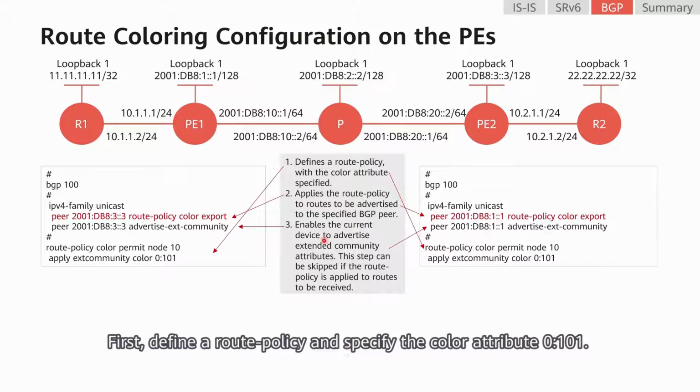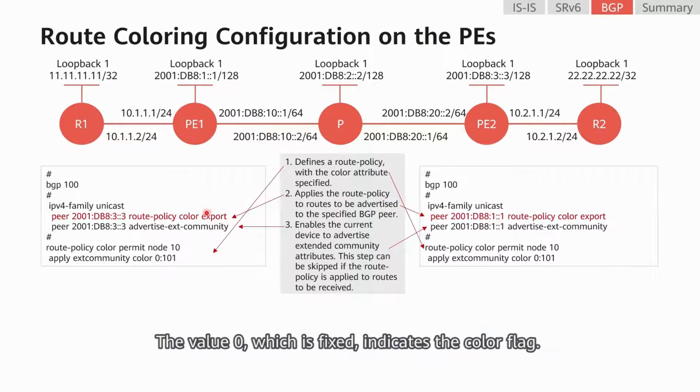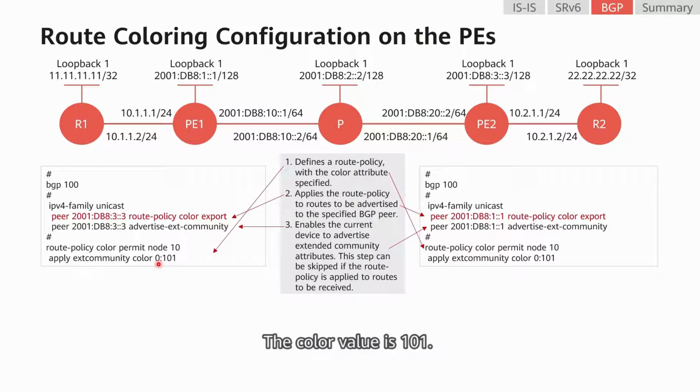First, define a route policy and specify the color attribute 0:101. The value 0, which is fixed, indicates the color flag. The color value is 101.